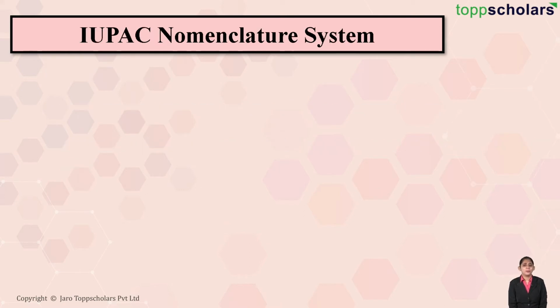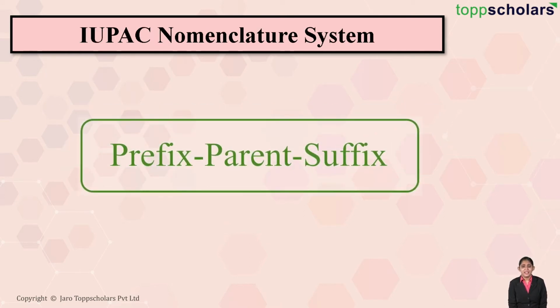Now friends, if we talk about the IUPAC system, the IUPAC name of any carbon compound consists of three units, that is the prefix, parent name and the suffix. So the IUPAC name of any carbon compound has these three units: prefix, parent and suffix. The middle part is the parent name, to which the prefix and the suffix are added.